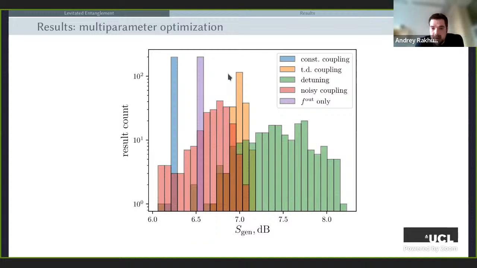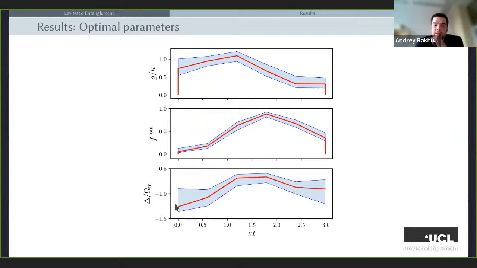If we further allow the coupling rate to be a function of time, we get a further enhancement here. And if we add the detuning to this parameter space, it allows us to obtain even further enhancement of the correlations, which is shown by these green parts of the histogram. Then, if we simulate some real experimental parameter drift by adding some randomization to the simulation, the results get worse, but they still mostly outperform the original noiseless scheme with the constant coupling rate. And here is the important thing.